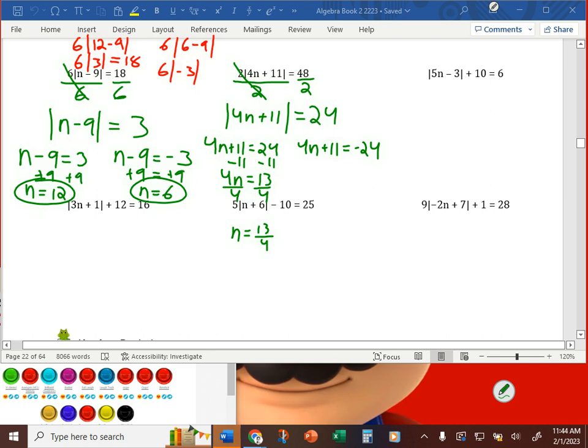If you wanted to write that as 3.25, then you could. It's a decimal that isn't very nasty, so if you prefer decimal form, that's just fine. The other side, subtract 11 from both sides. 4n equals negative 35. Again, divide by 4 to get n by itself. And that is negative 35/4, or negative 8.75. That would be okay too. Okay. There you go. Again, that same thought process that we worked through yesterday and to start today.